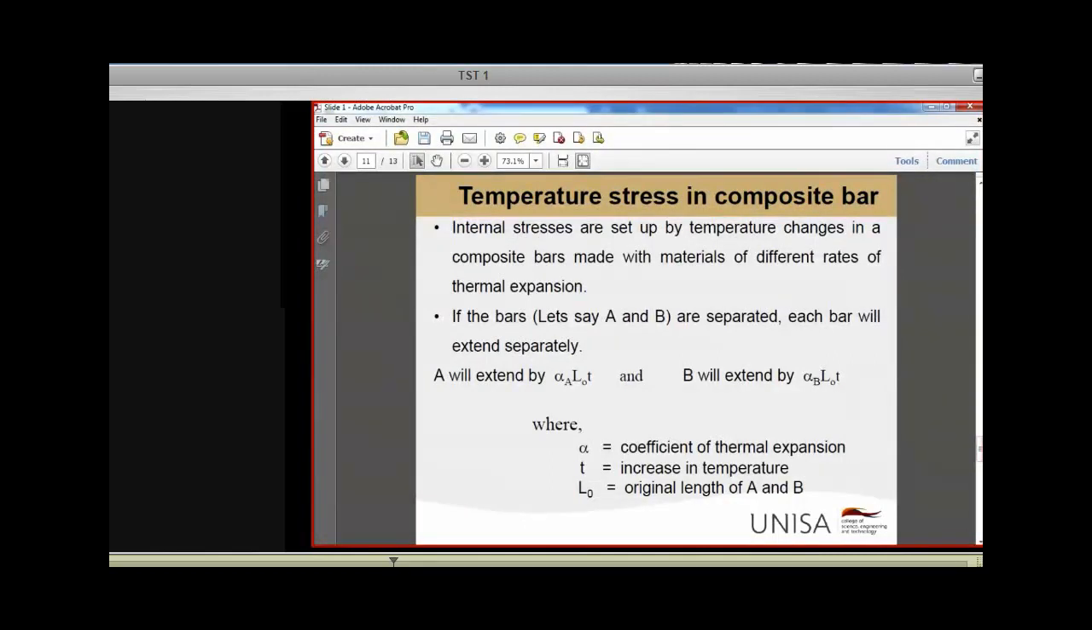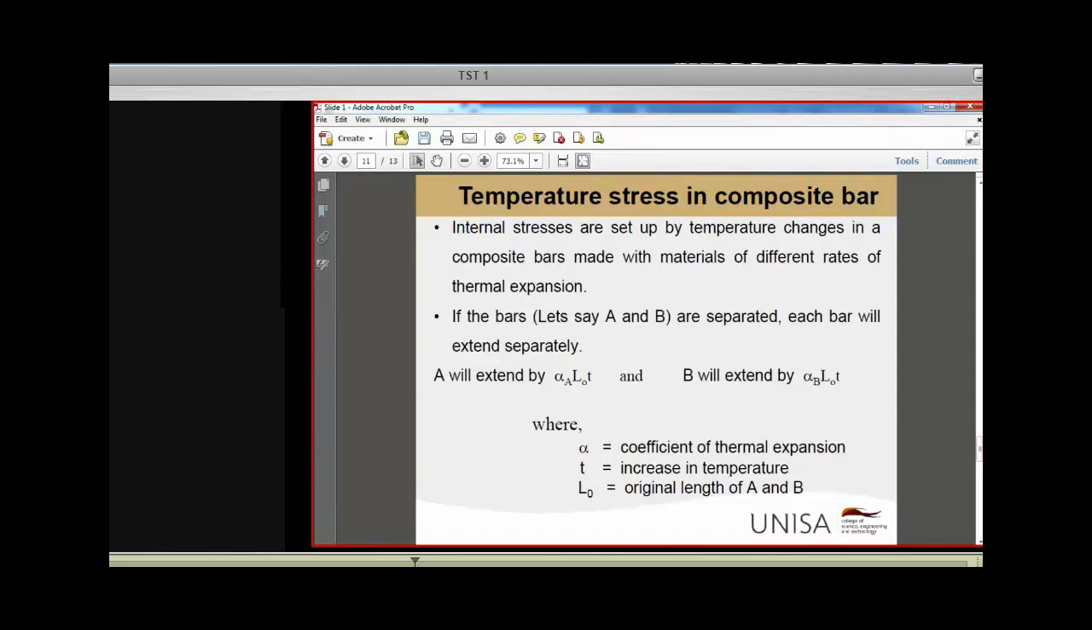And again, remember this: in the case of composite bars, the bars are made of different materials, so they behave differently when they are subjected to temperature change. So the materials don't have the same coefficient of thermal expansion. That affects the way they behave in the case of temperature changes. So the internal stresses are set up by temperature changes in a composite bar made with materials of different coefficients of thermal expansion. If you have two materials with different properties in terms of the coefficients of thermal expansion, they behave differently during temperature changes, and this will affect the whole composite. And how that happens is what we are going to look at now.